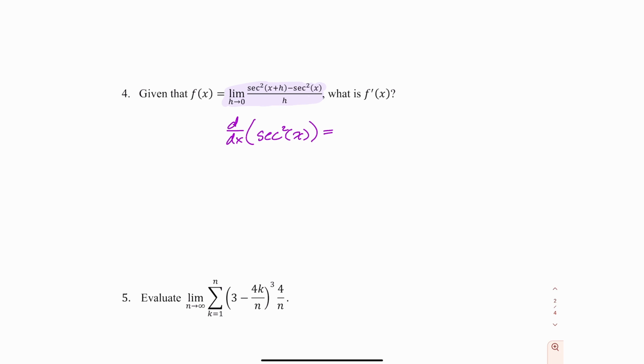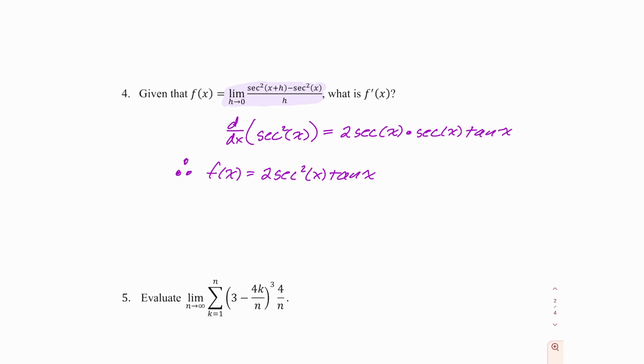which would be 2 secant of x times the derivative of secant of x, which is secant tan. Okay, so really, f of x is 2 secant squared times tangent. Okay, and the question is, what is f prime of x?